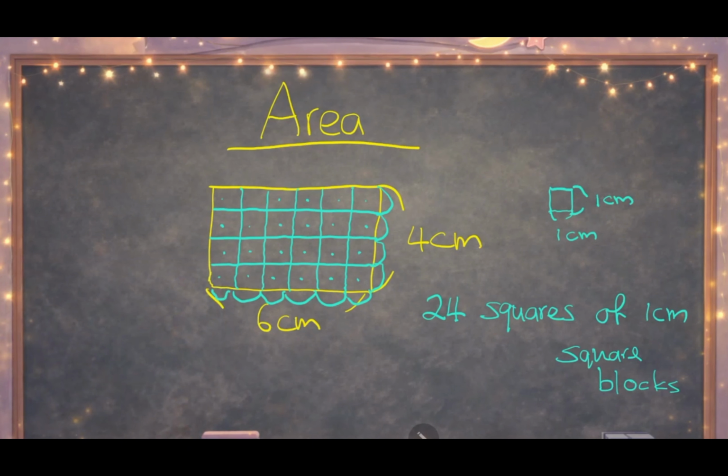However, there is a quicker way. We can simply multiply 6 by 4 and get 24. Through this, we know that if we multiply the length by width, we will get the area. So the area of this rectangle is 24 centimeters squared.